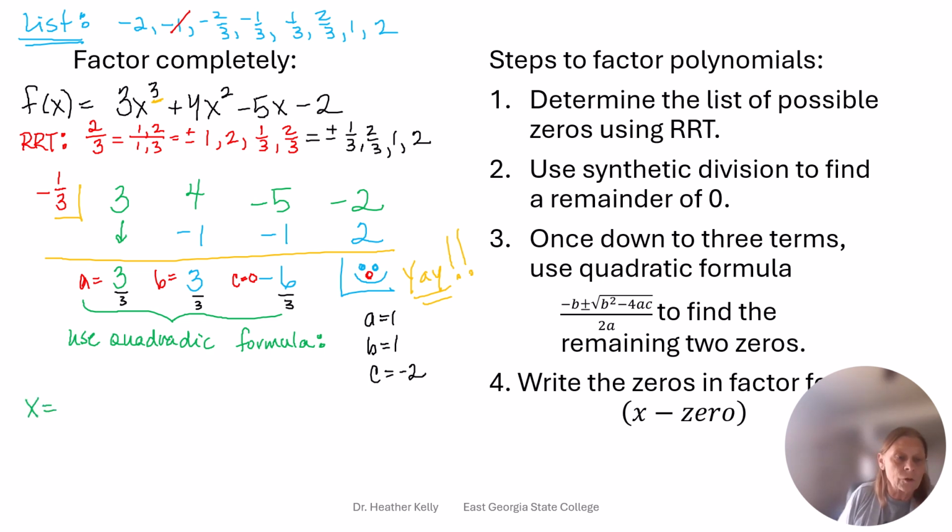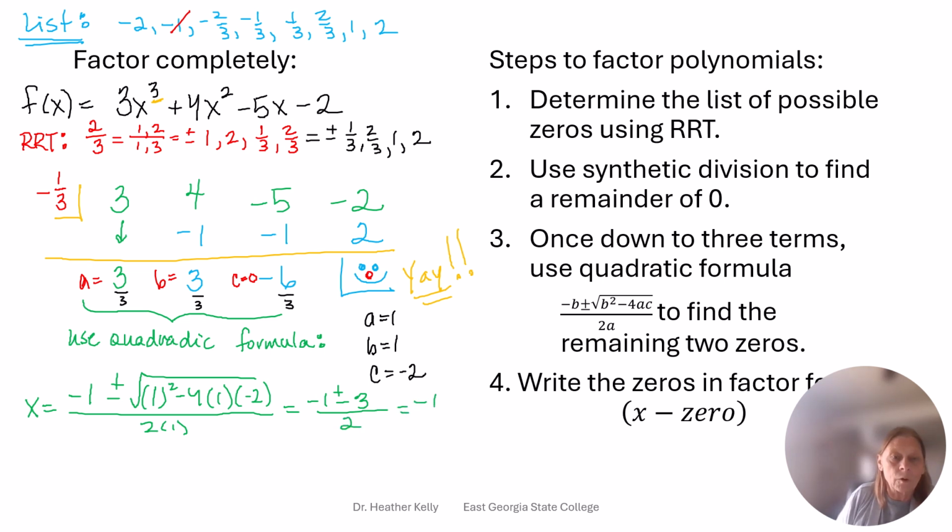So x is equal to -b, so -1 plus or minus the square root of b squared, so 1 squared minus 4 times 1 times -2, all over 2 times 1. Then let's just clean this up. So we've got -1 plus or minus the square root of 1 plus 8, which is 9, so that gives us 3, over 2. So that's going to be -1 plus 3 over 2 and -1 minus 3 over 2. This gives us 2 over 2, which is 1. This gives us -4 over 2, which is -2.